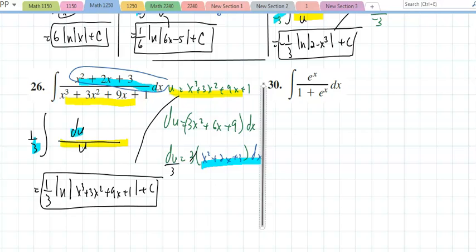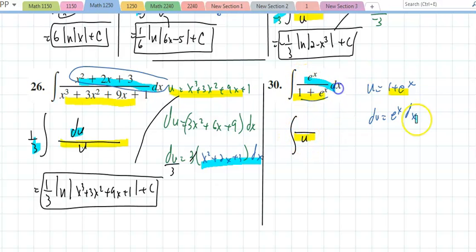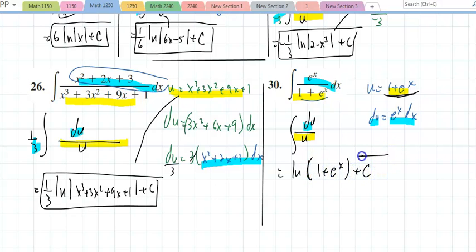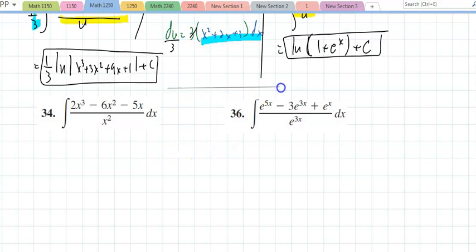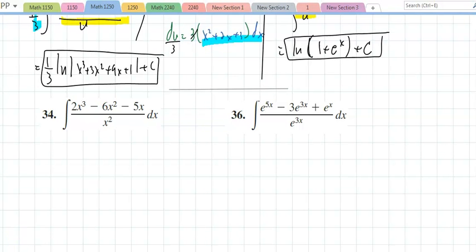And how about this problem? If I let u equal the denominator of the fraction, what's du? Isn't that e to the x dx? So this is my u, and e to the x dx is right there, du. And isn't that natural log of absolute value? Now, since this is always positive, it doesn't need an absolute value. You could put an absolute value, I don't mind. The book wouldn't. Not a big deal if you do. I know most students dislike absolute value, and I don't blame them.